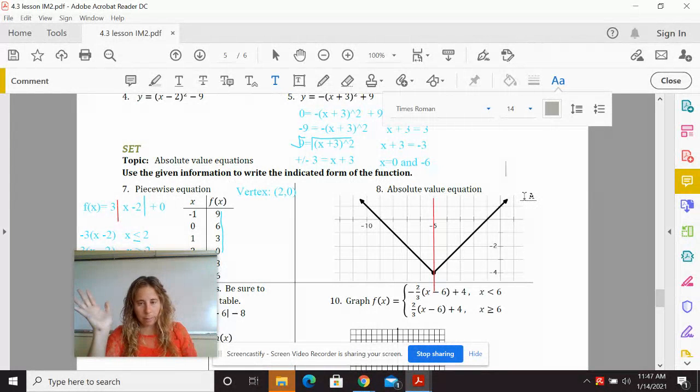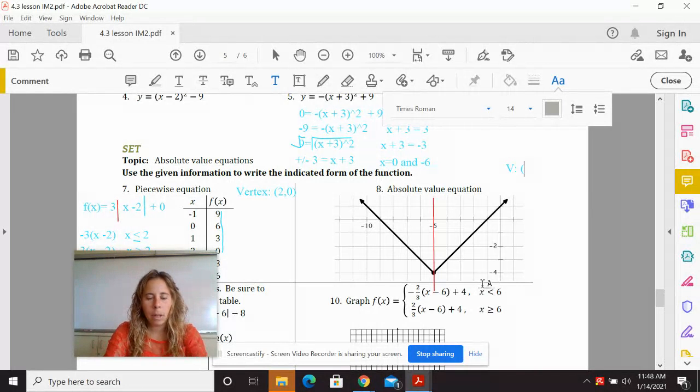So 8. So they give you a graph, and I already told you what the vertex is. So identify the vertex, which is -5, -4. So you know that. The only other thing you need to know is the slope. So what's the slope?